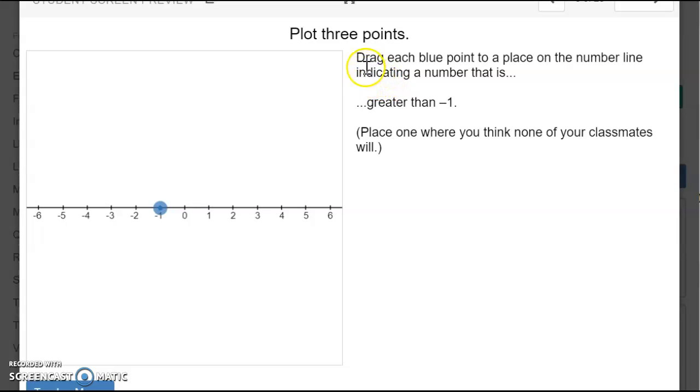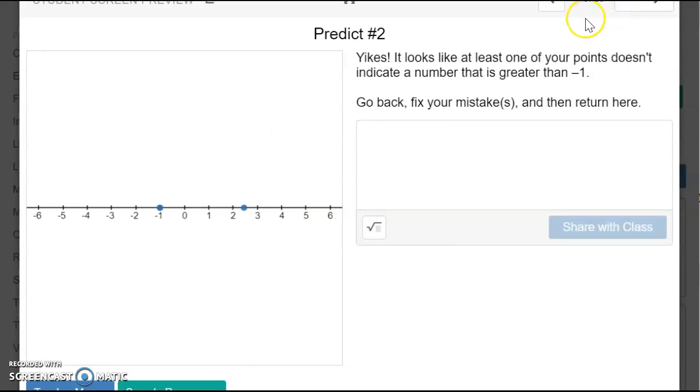And then it's asking you now to drag each blue point to a place on the number line indicating a number that is greater than -1. Greater than means something that is bigger than -1. So think of a number that is bigger than -1. 1 is bigger than -1, or 2 is bigger than -1. Maybe 2.5 is bigger. Anywhere along here would be fine, right? So I'm just going to drag it there. And it's asking you to place it where none of your classmates would.